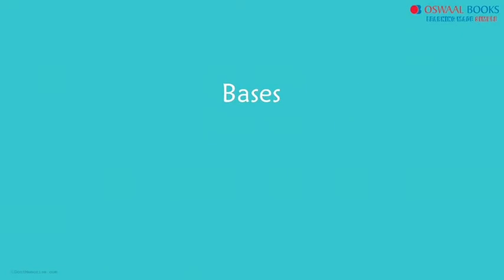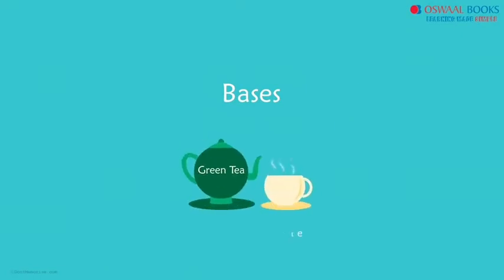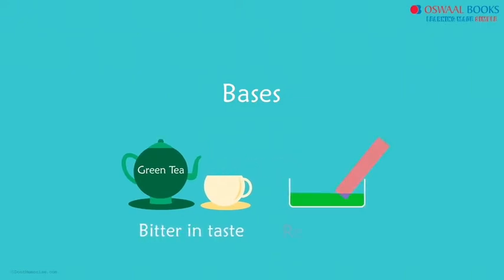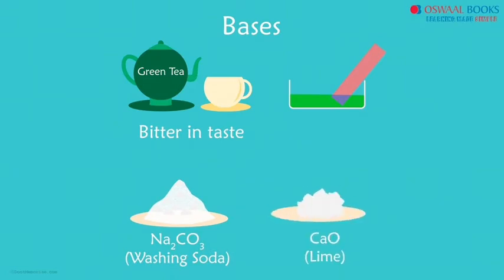What about bases? You can think of them as being opposite to acids. They are bitter in taste and turn red litmus paper blue. Sodium carbonate and lime are examples of bases.